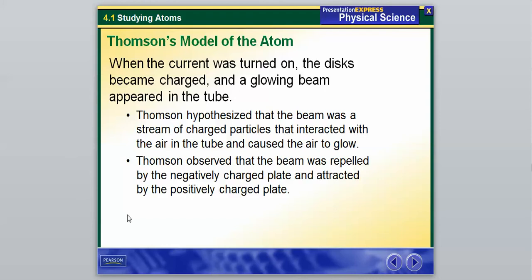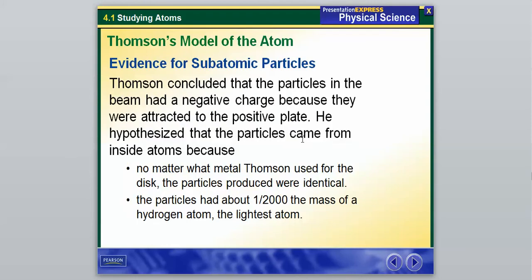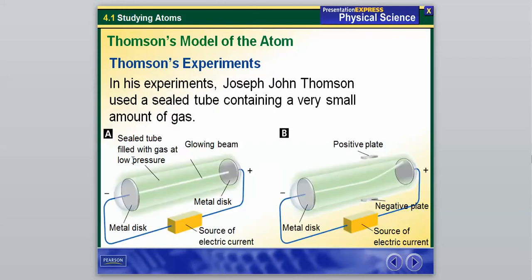And so based off of that evidence, he concluded that the particles in the beam had a negative charge because they were attracted to the positive plate. Again, he knew that opposites attract one another. And so he hypothesized that the particles came from inside atoms because no matter what metal Thomson used for the discs, the particles produced were identical. So again, these discs that he used on the end, he changed these metals over and over again, but he always got the same results. When he put a positive plate on top, and a negative plate down low, it was always attracted to the positive plate. So he knew that this beam of light had to be caused by a negative charge.